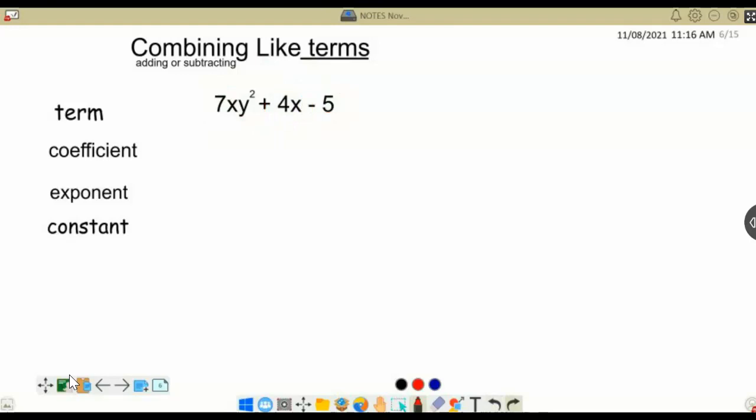And while we're at it, we can go over coefficient. 7 is a coefficient, 4 is a coefficient right there because they're being multiplied by variables. The exponent is right there, and the constant is right there. That's the constant term right there. So let's take a look at today's lesson on simplifying expressions.